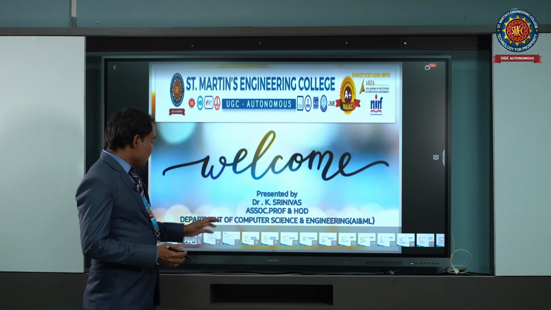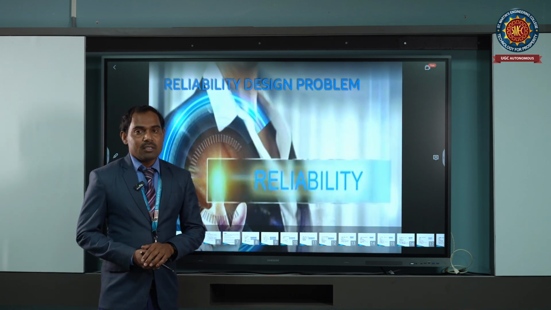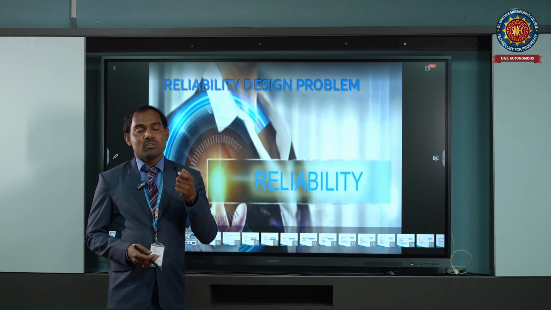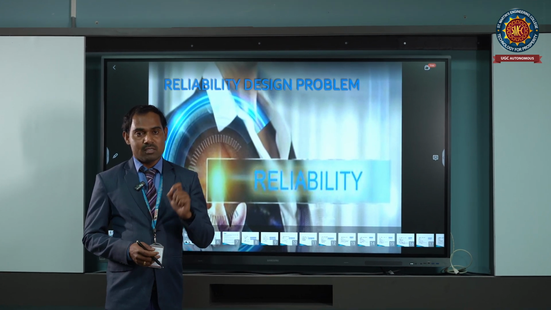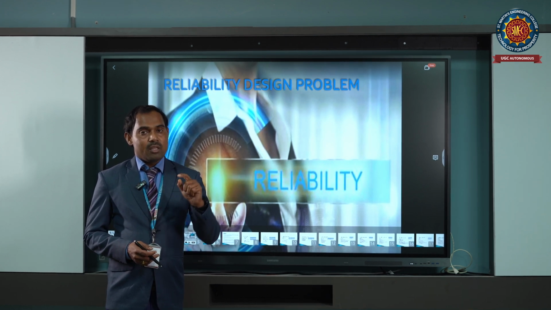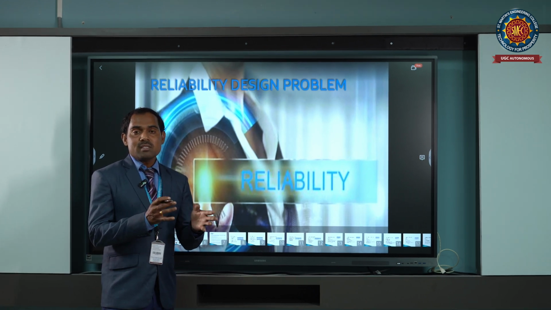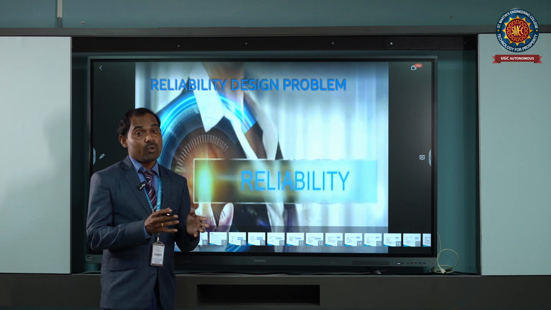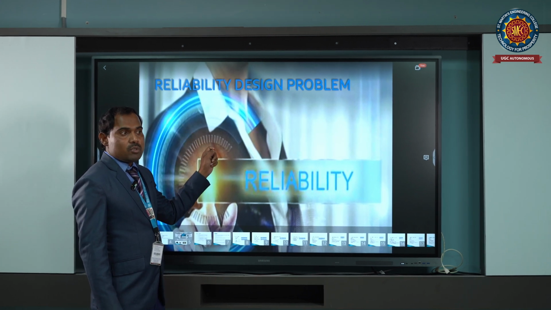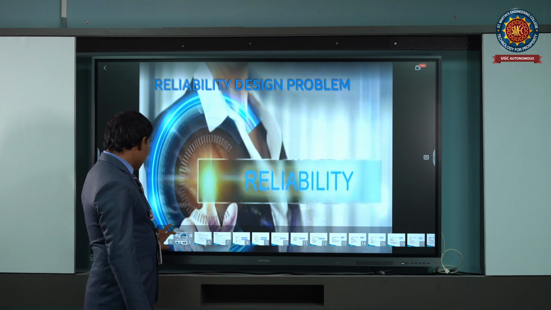What are reliability design problems? Reliability is nothing but the probability of the device working. Suppose R1 is the reliability and it is 0.9. If you are using one device, what is the success rate of that system? We can use this problem to solve how we are going to set up one system.